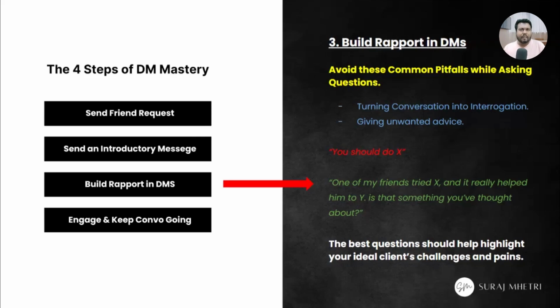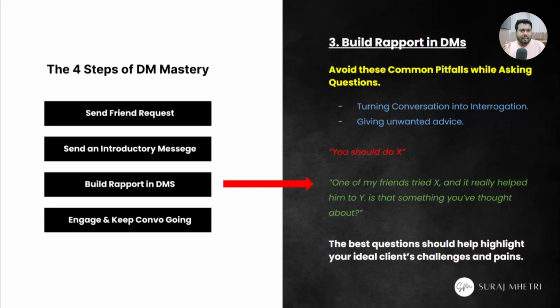Second, stop giving unwanted advice. It's important to understand that value and advice are two different things. For example, a really effective way to provide value rather than giving advice in the form of "you should do X" is to frame it as a question. When you say you should do something, it's a form of giving advice. Try to frame it as giving value instead. So rather than saying you should do X, you can say, "One of my friends tried X and it really helped him to do Y. Is that something you thought about?"